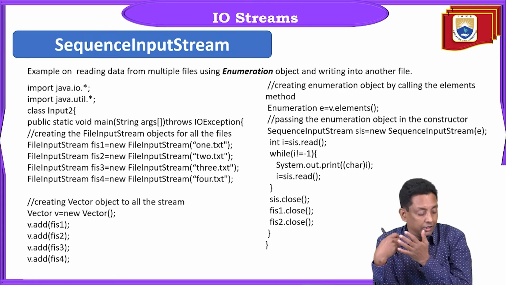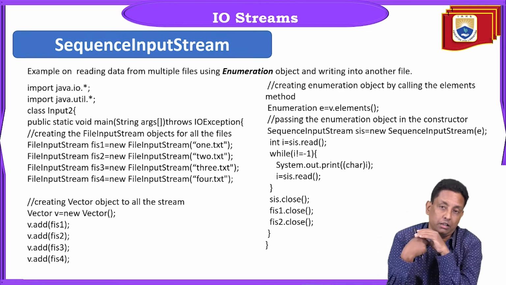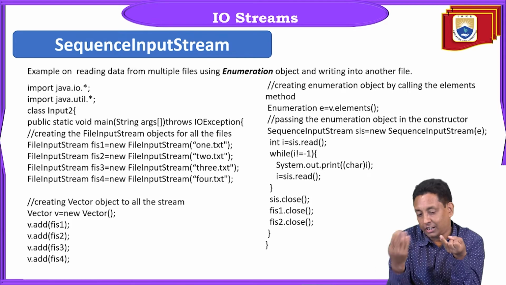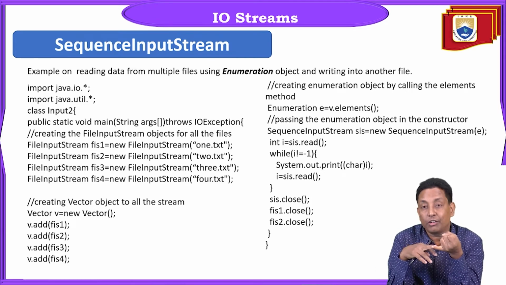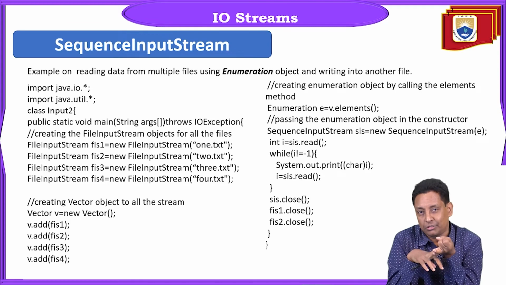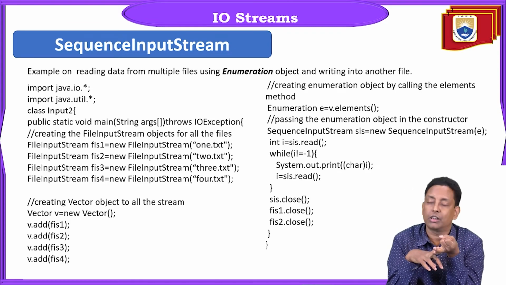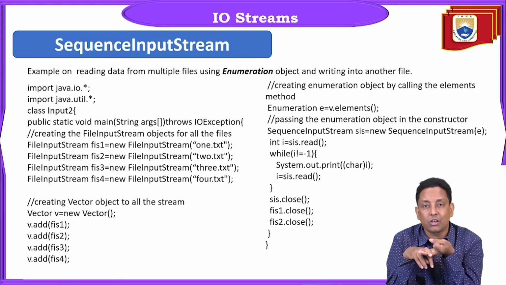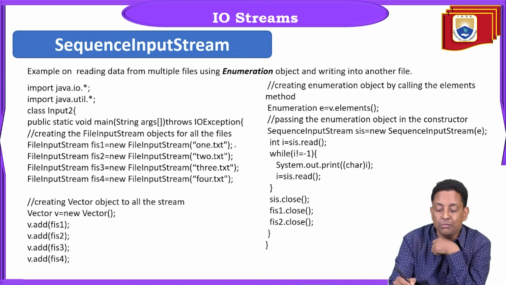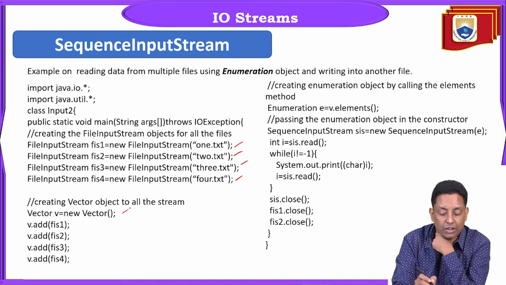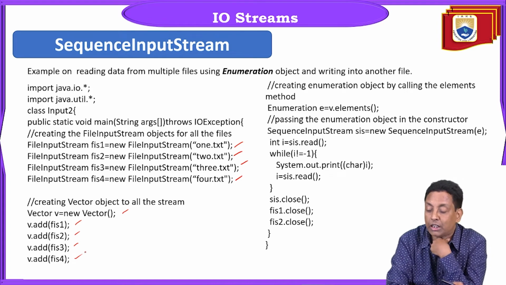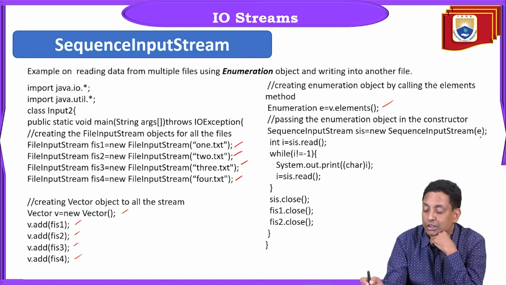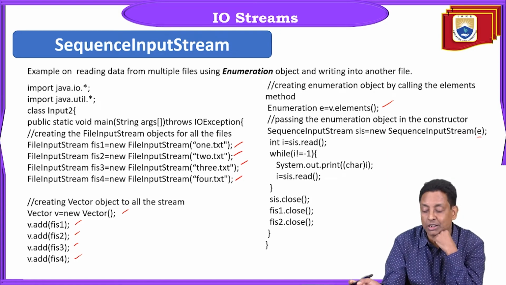If you want to read from multiple input stream objects, as I told you before, a file array could be one option, but such a suitable constructor is not given. An input stream var type constructor is also not given in the sequence input stream class. But one constructor taking an enumeration type object as an argument is given. So you create four input stream objects, 1, 2, 3, 4, create one vector object, store all the stream objects into the vector, and call vector.elements, which returns an enumeration. You pass that enumeration object as an argument into the sequence input stream class constructor.